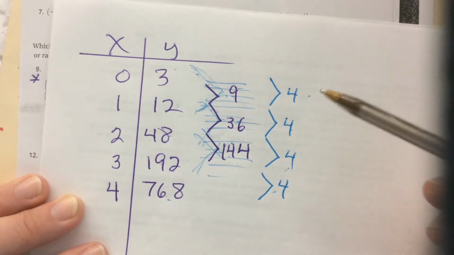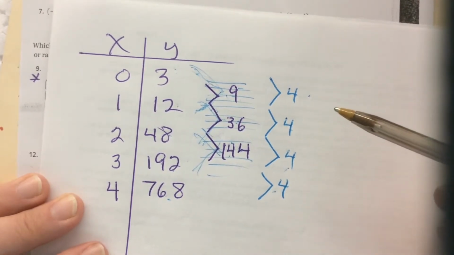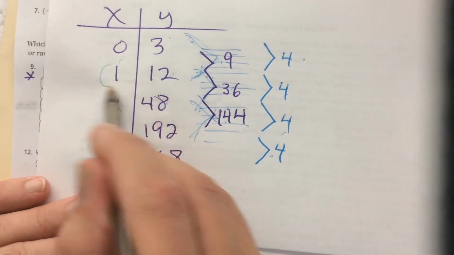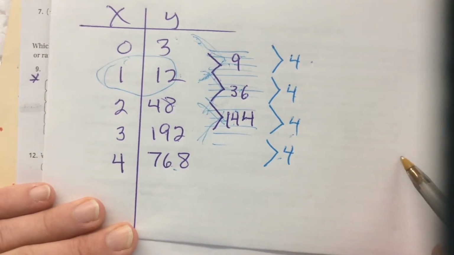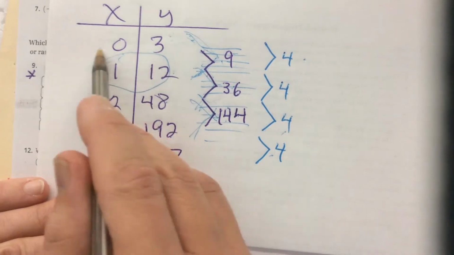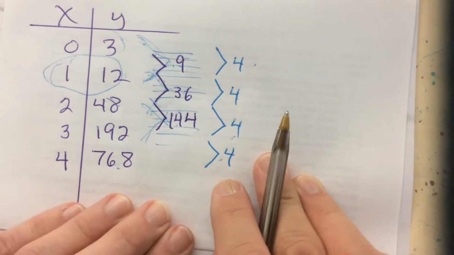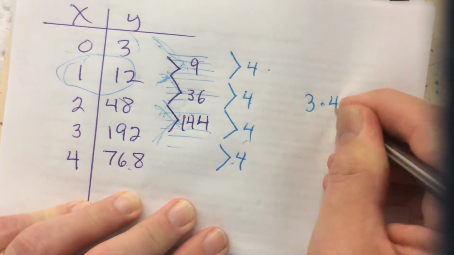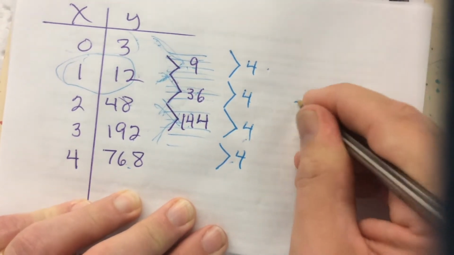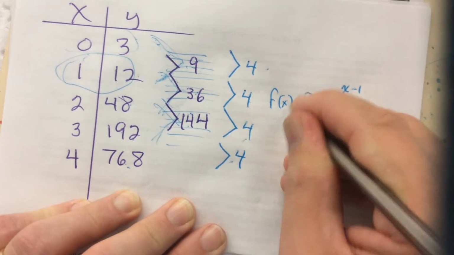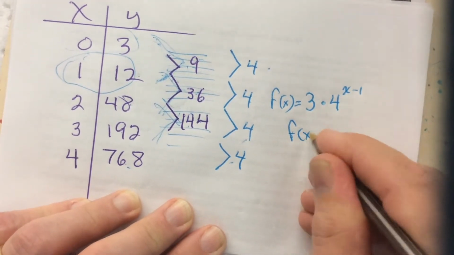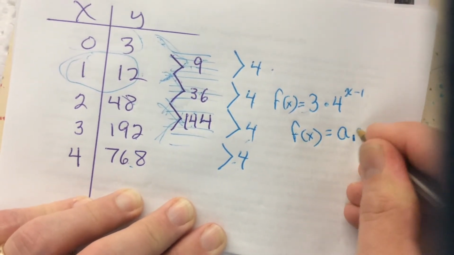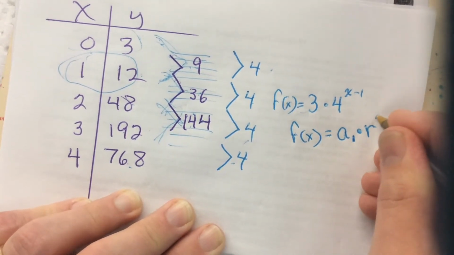Do we know how to write an explicit equation for this? We do, right? What do I do? Take the first value. You mean this one here? Oh no, wait. I did the 0 value. You did this one? Yeah. Okay, so what did you do? And then you multiply that by the common factor to the x minus 1 power. 3 times 4 to the x minus 1. Okay. So basically what you said was if we take f of x and we multiply, we take a1 and we multiply it by the common ratio raised to the x minus 1.